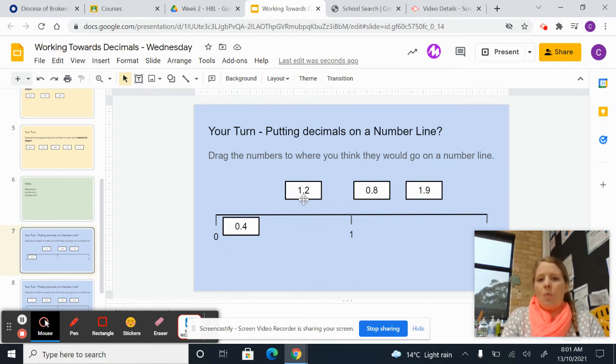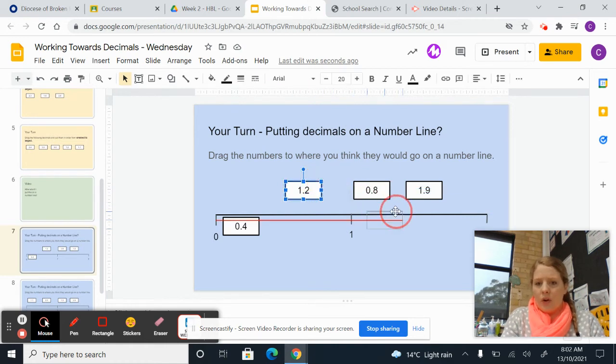All right, let's look at 1 and 2 tenths. Now, because it has a 1, I know it has to go after the whole number 1, because it's a little bit more than 1. It's 2 tenths more than 1. So I'm going to put it over, should I put it here? No, I should put it over here, because 2 tenths is a lot smaller than 8 tenths or even 5 tenths. So I need to put it next to my 1.